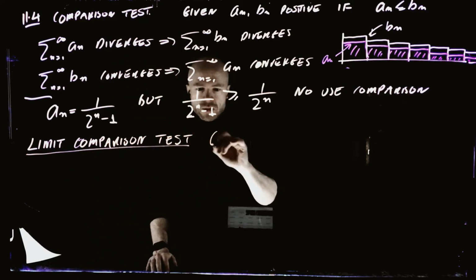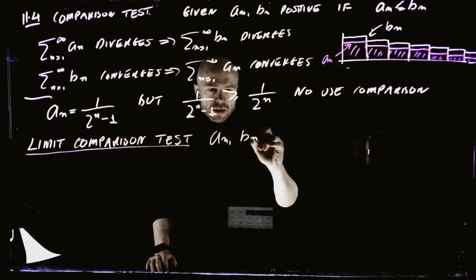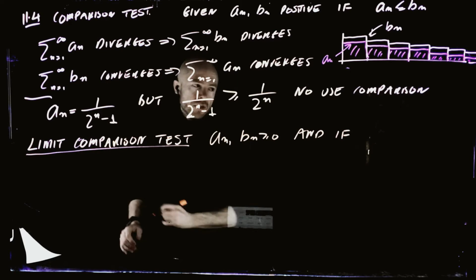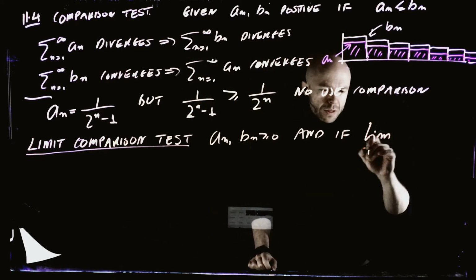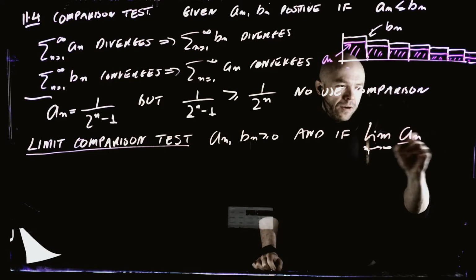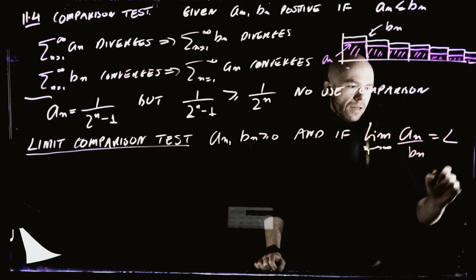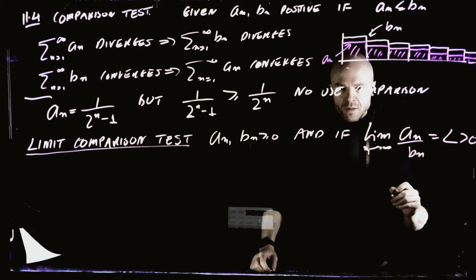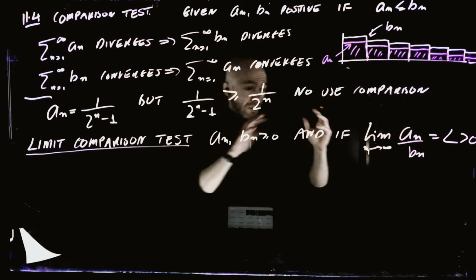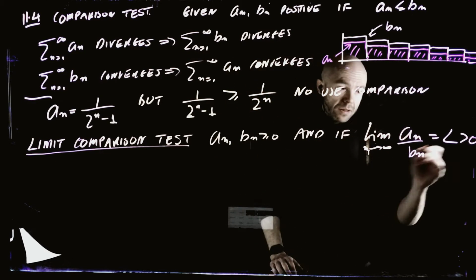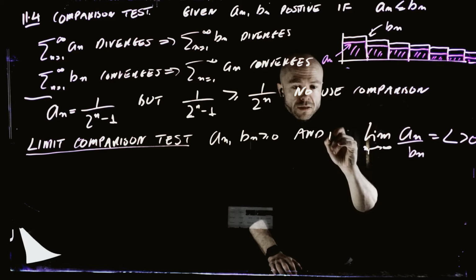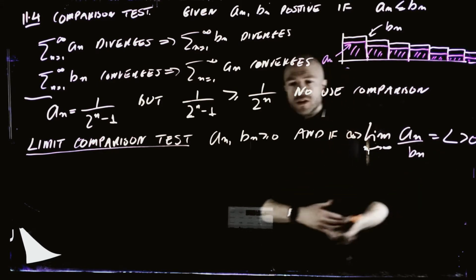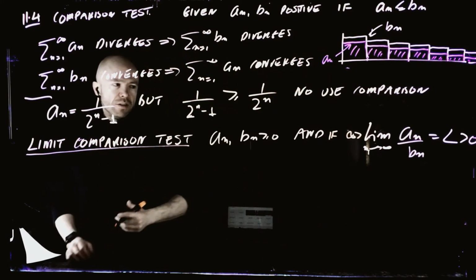So again, we need positive terms, an and bn bigger than or equal to 0. And if the limit as n goes to infinity of an over bn equals L, which is bigger than 0, okay? And the fact that the limit exists, I should also say, in case there's any confusion, this thing has to be less than infinity. So this limit exists, it's some number which is bigger than 0 but less than infinity.